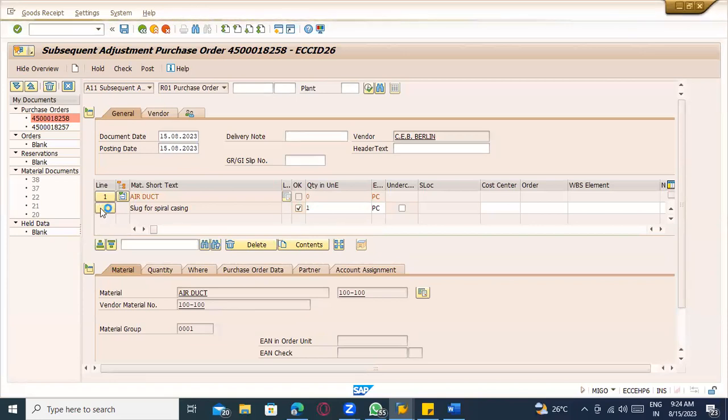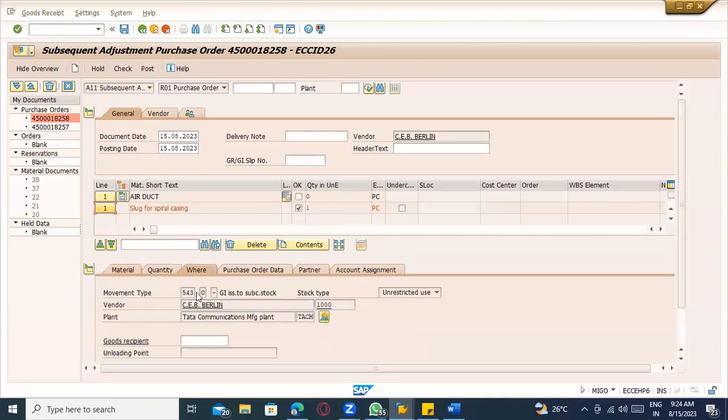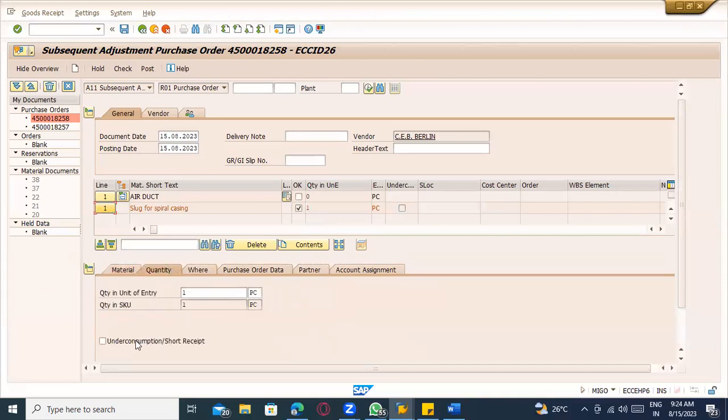You can see that here. Based on this only, the system will trigger the movement type and that detail. If it is under consumption, you can write short receipt. In case it is short, it is a receipt. So based on this checkbox only, whether debit or credit will be updated. So I'm just putting that to short, then I can check this one. Okay, clear?